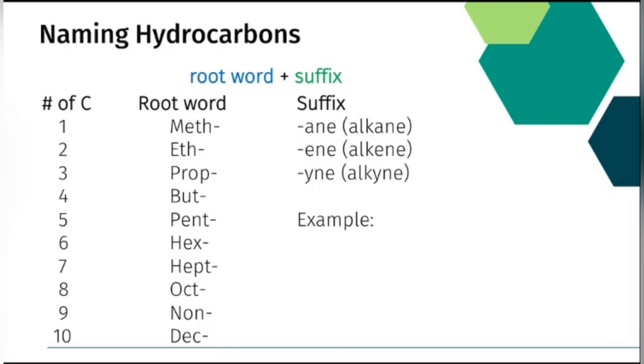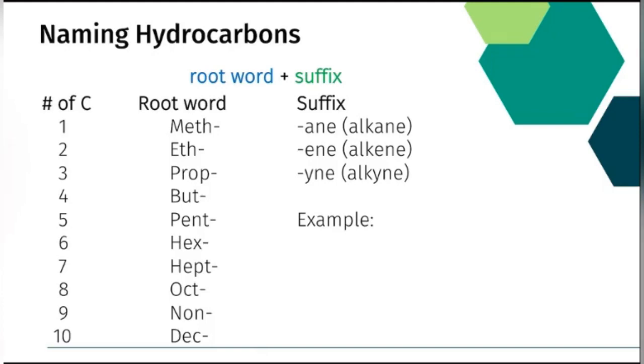Then you will combine it with the suffix on which type of compound you are dealing with. So if you're dealing with an alkane, you add ane to the root word. So for example, for one carbon alkane, you will have a name of methane. For three carbon alkane, we will have the name propane. For five carbon alkane, we will have pentane. So you just add the root word and suffix.